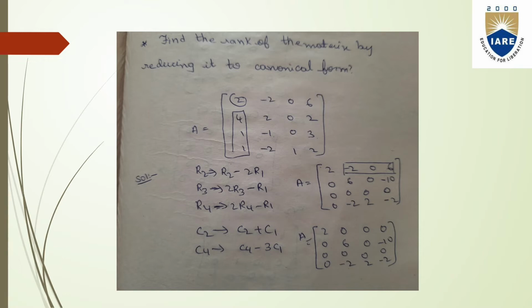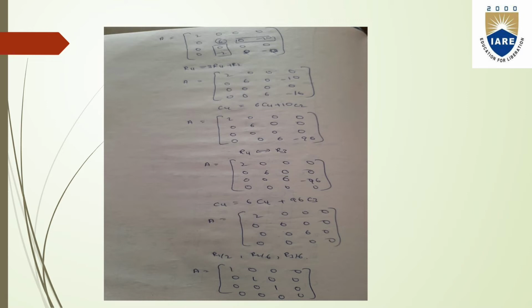Row 2 changes to row 2 minus 2 row 1. Row 3 changes to 2 row 3 minus row 1. Row 4 changes to 2 row 4 minus row 1, and column 2 changes to column 2 plus column 1, and column 4 changes to column 4 minus 3 column 1. After all these row transformations and column transformations, we again get a 4 by 4 matrix.